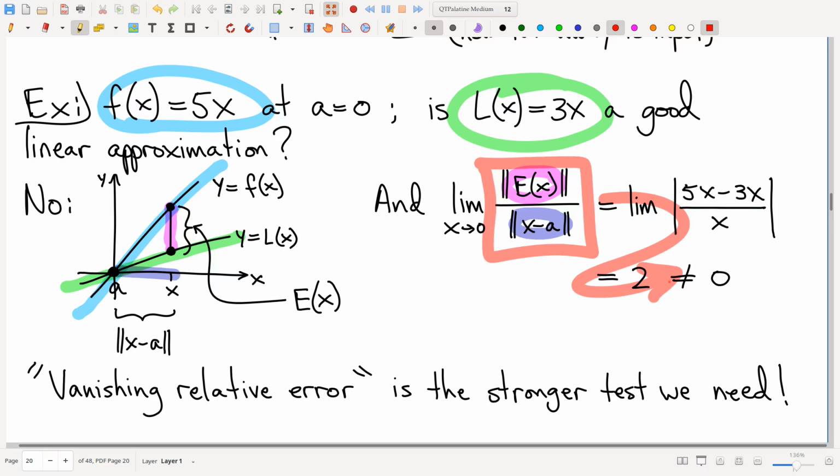So relative error in this case does not go away. Relative error does not vanish. Relative error does not approach 0. That is the rejection of this green curve, as of course it should be rejected. This is the algebraic way of saying that's why I don't like this curve. That's why this should not be considered. This should not be tolerated as a good linear approximation.